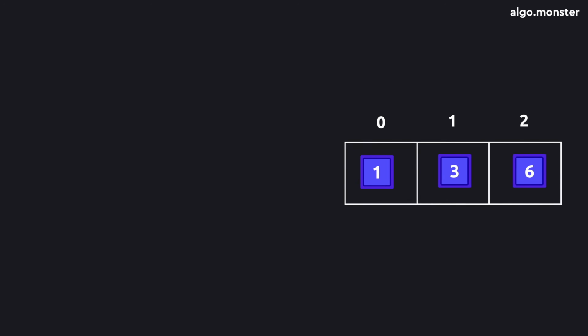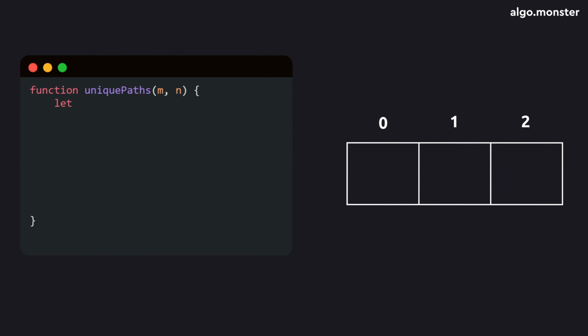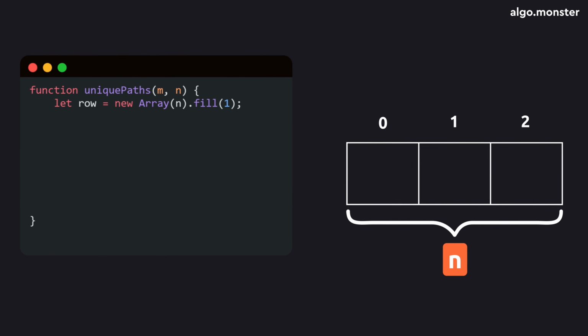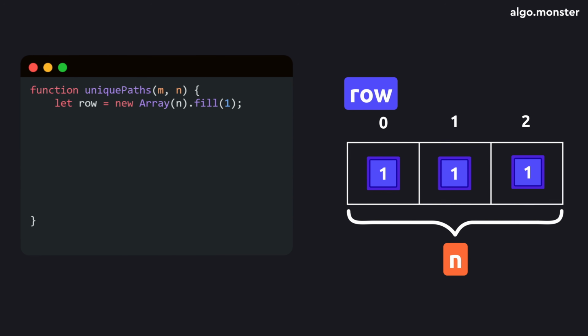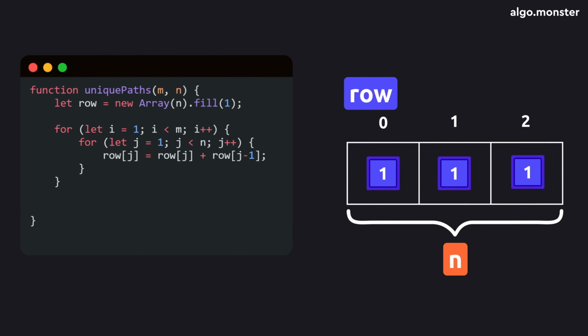Then let's optimize the solution with that idea in mind. First, we create a one-dimensional array called row with length n, and immediately fill it with ones. This represents the first row of the grid, where there's exactly one path to each cell. Now we iterate over the remaining rows of the grid, starting from the second one. Inside that, we go through each column. For every cell, we update the value in the current row using the same formula as before.